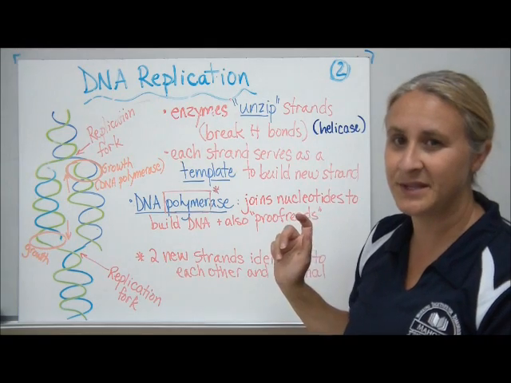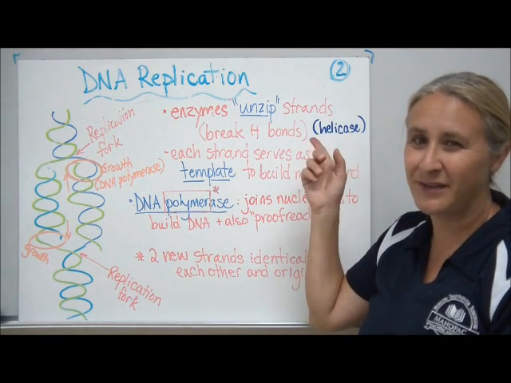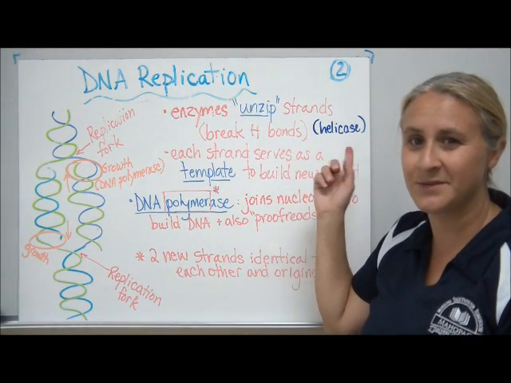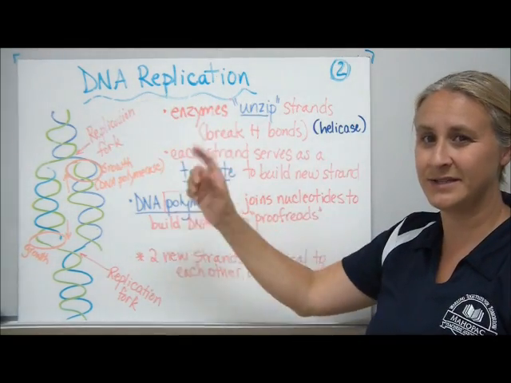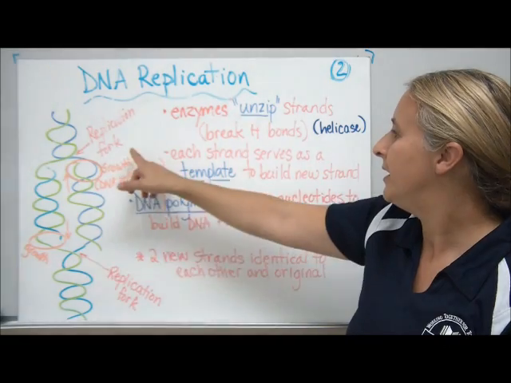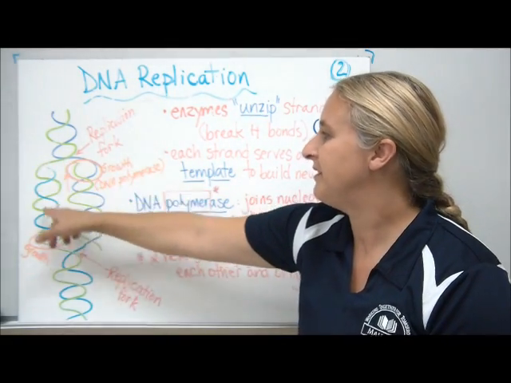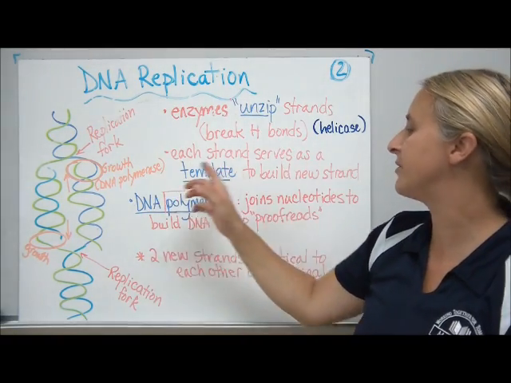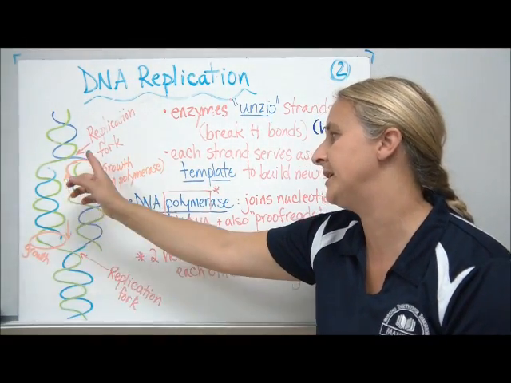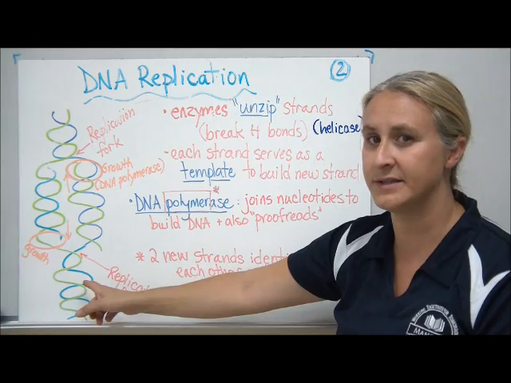The enzyme that helps us with this is helicase. It almost kind of even helps you remember what it does. We know ASE is an enzyme, and helic or helix, right? It's that twisted ladder. When we do that, where we've separated is called a replication fork. And each strand now is going to serve as a template to build the new strands.